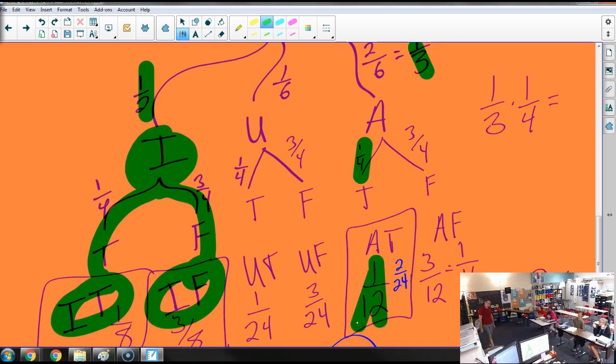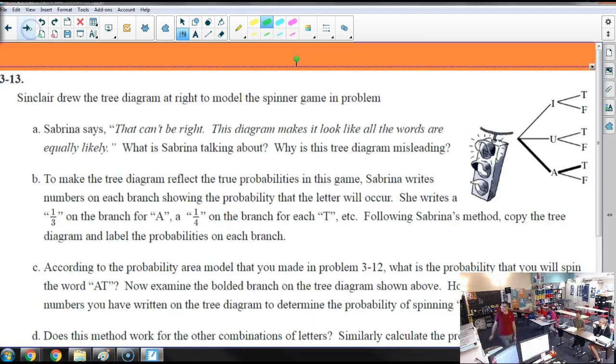Questions? Nope. Your task is to now correctly fix Sabrina's tree diagram. Or Sinclair's.